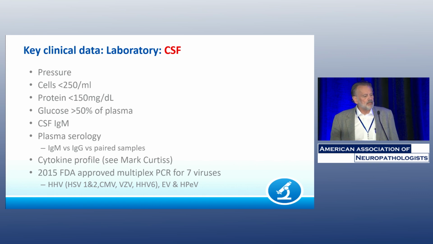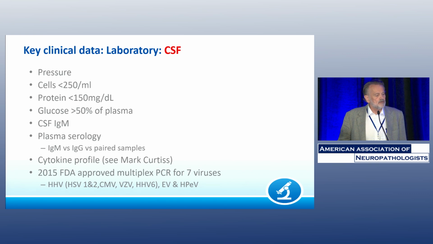We're blessed with the ability to sample cerebrospinal fluid, and that has both positive and negative attributes in the viral infection category. Pressure is elevated in many meningitides and encephalitides, so that's not too helpful. But the number of cells, and the important threshold there, is less than 250 cells per mL. If there are more than 250 cells per mL, then it's probably not a virus.